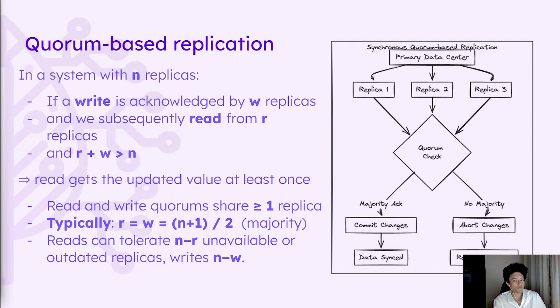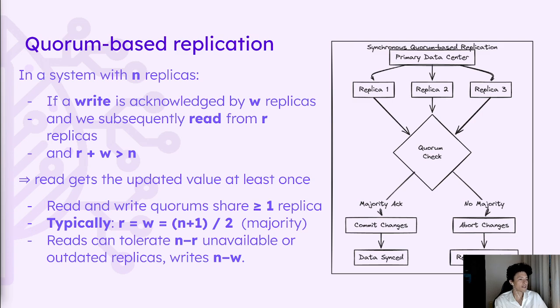Typically R and W depend on the use case, but usually it's a majority. So if you have 3, it's 2. So it's n plus 1 over 2 for odd numbers. With this setup, reads can tolerate n minus R unavailable or outdated replicas, and writes can only tolerate n minus W, which is a little hit to the availability of your distributed system, but it depends on the use case.